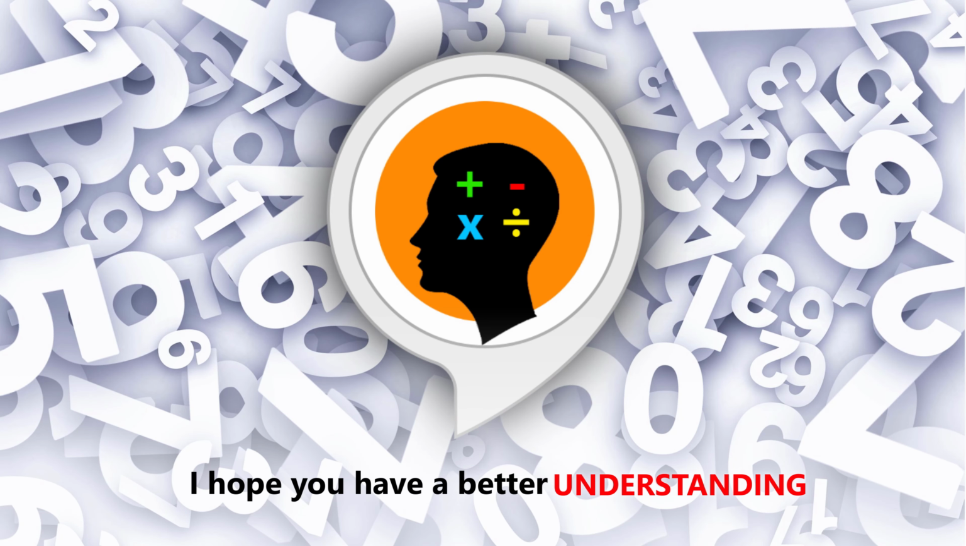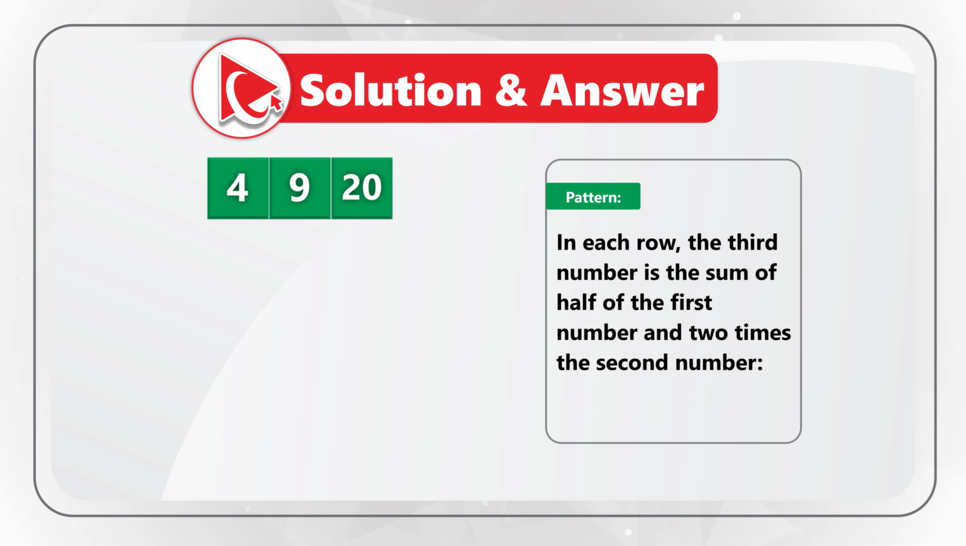And the pattern here is that the manipulation with the left and the middle number calculate right column's number. Basically, in each row, the third number is the sum of half of the first number and 2 times the second number. Let's look at the specific calculations. The first row has numbers 4, 9, and 20. 4 divided by 2 plus 9 multiplied by 2 equals 2 plus 18, and equals 20, which is exactly the number in the third column.